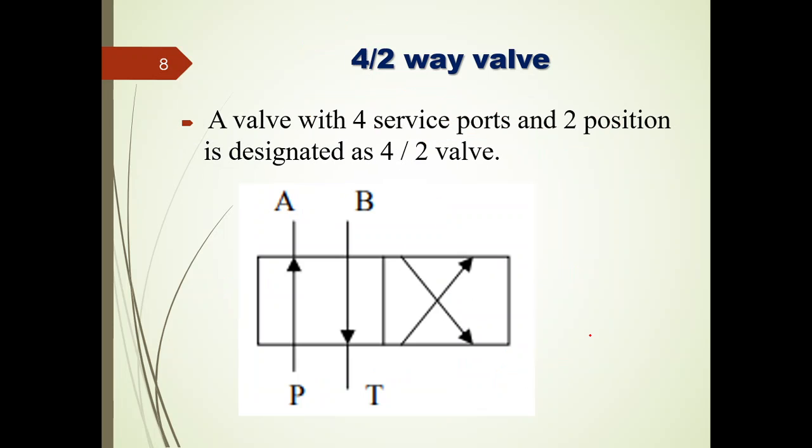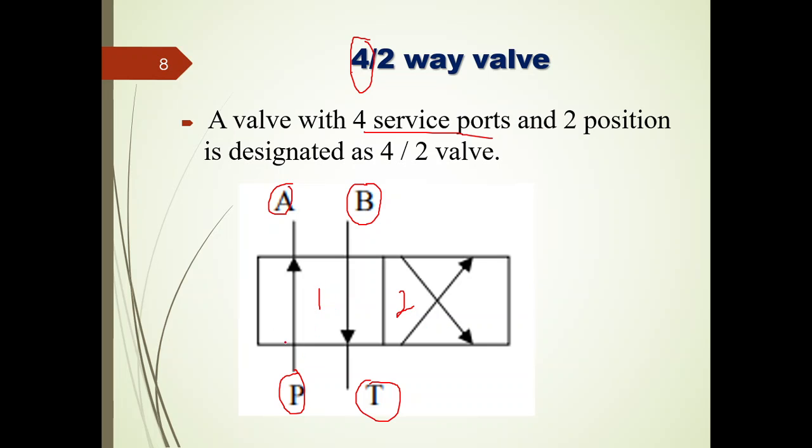Okay. So the next type of valve is the 4 by 2-way valve. This 4 is nothing but again the number of service ports such as pump port, tank port, system port A as well as system port B. Right. So two positions here. This is the first position and this is the second position.